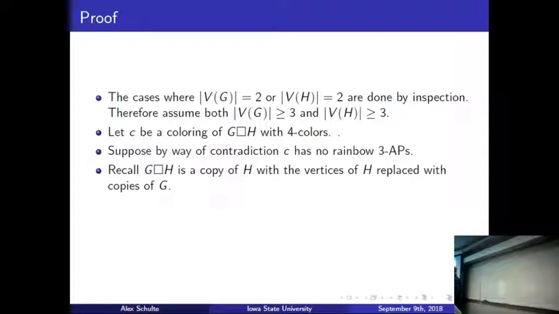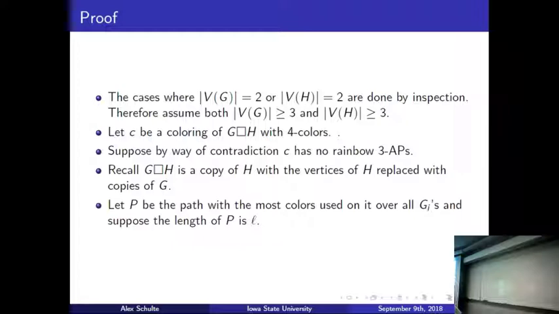So for the rest of the cases, we're going to consider this path. Let's color the G cross H with 4 colors and assume there's no rainbows in there. We just want to recall how we're going to think about G cross H as a copy of H with little g's as the vertices. Now I'm going to talk about this path that's going to be P. P is the path in some G sub i, so contained in one of the vertices of the big H, whose vertices are G sub i's, and it has the most colors over all the G sub i's. So if I look at each little copy of G on the graph, the most colors I can get on a path are on P. And the length of P is l, just for convenience.